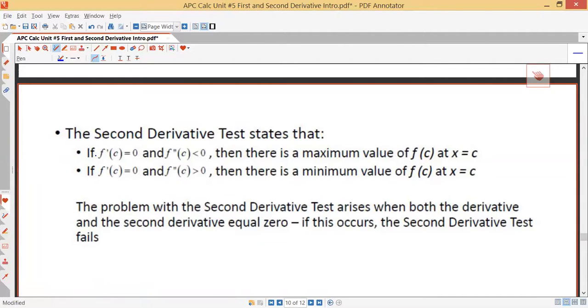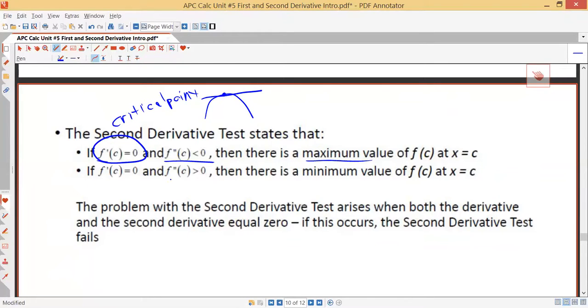So if your first derivative is equal to 0, that means that you have a critical point, right? So that's a potential point for a max or min. And your second derivative is less than 0. Well, if my second derivative is less than 0, it means I'm concave down like a frown. So if your graph is concave down and there's a point in that interval where you have a horizontal tangent, it has to be a maximum.